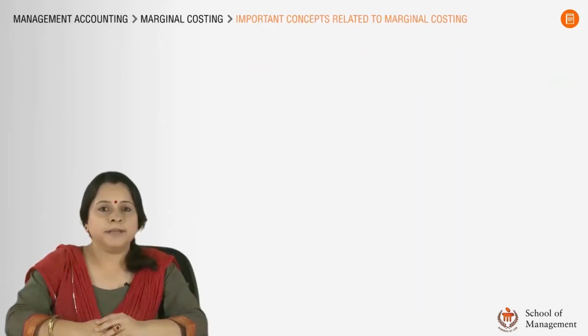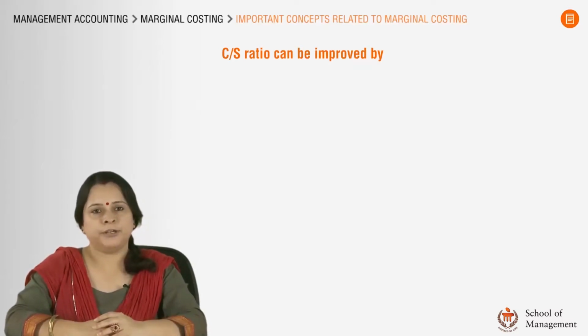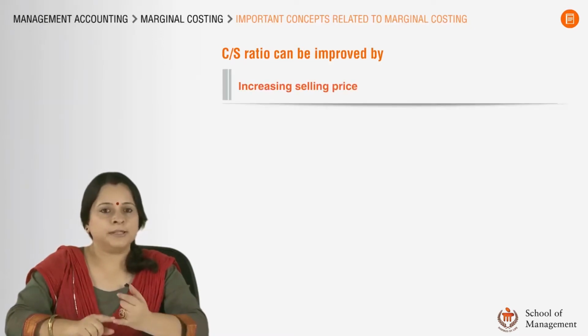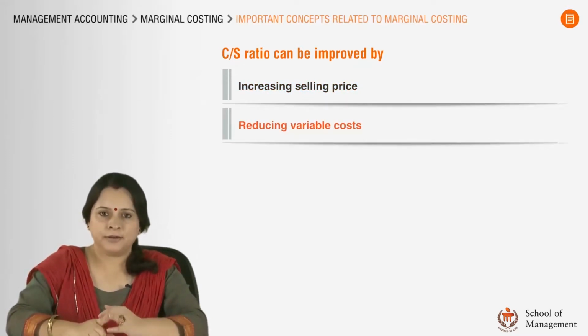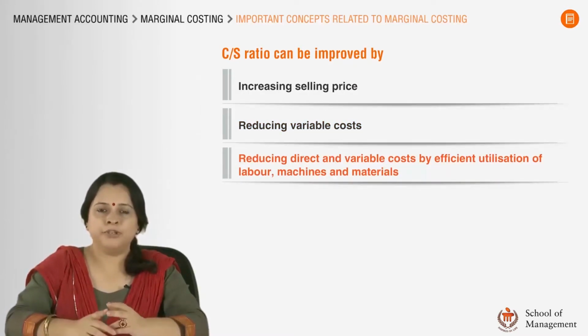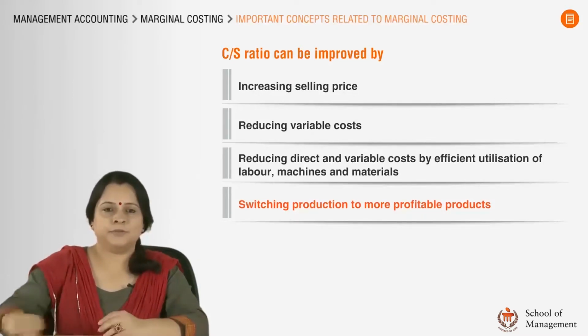Remember, a higher CS ratio indicates higher profitability or better profitability for the firm. So, how can companies increase CS ratio, thereby increasing their profitability? Well, they can do one or more of the following. They can increase the selling price of the product, try to reduce the variable cost that they incur on the product, reduce direct and variable cost by more efficiently utilizing labor, machines and materials. They can also switch the production to more profitable products, showing a higher CS ratio.